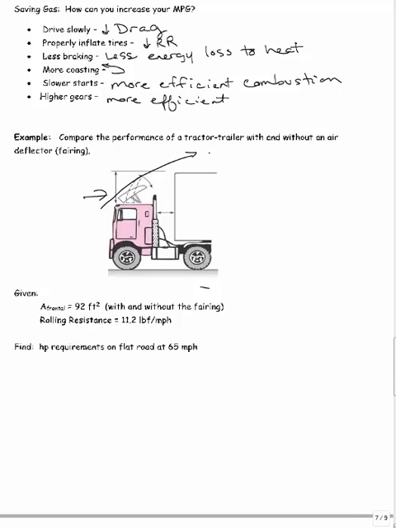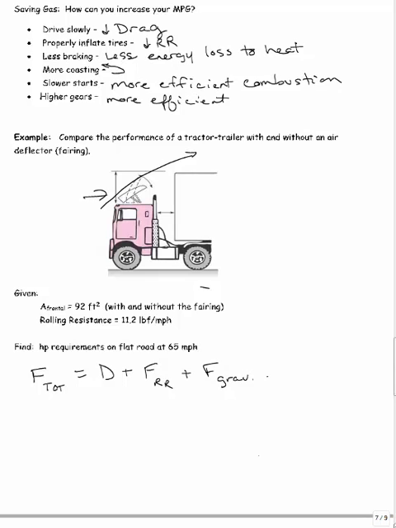Okay, so let's do a comparison. We're given a frontal area for this, 92 square feet, the same both with and without the fairing. You wouldn't really be able to see that fairing if you're looking at it from the front. And we're given a rolling resistance per mile per hour. So let's go ahead and figure out the force. The forces, like we said for vehicles: F total is going to be your drag force plus your rolling resistance, we'll call it FRR, plus possibly gravity.